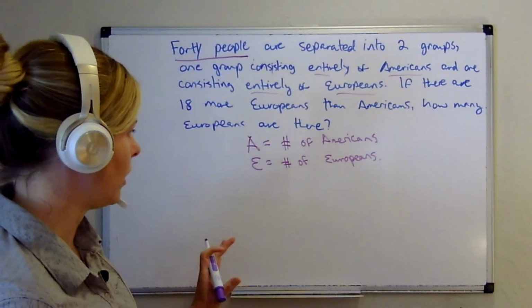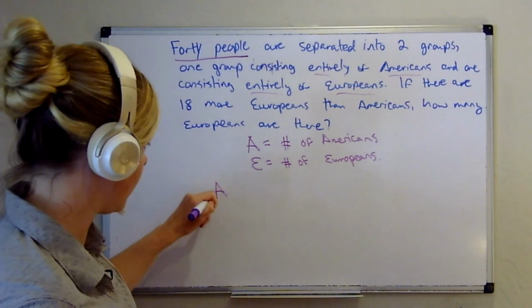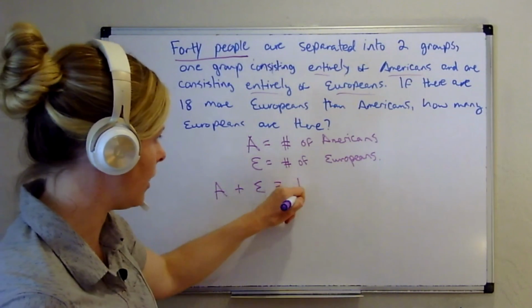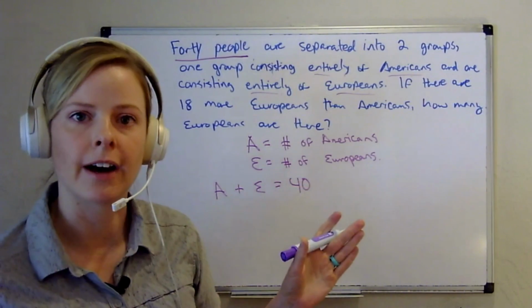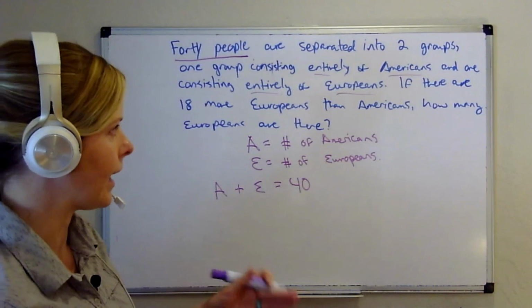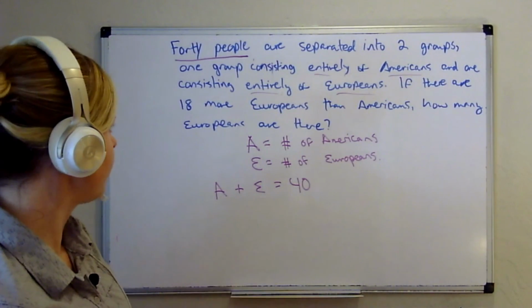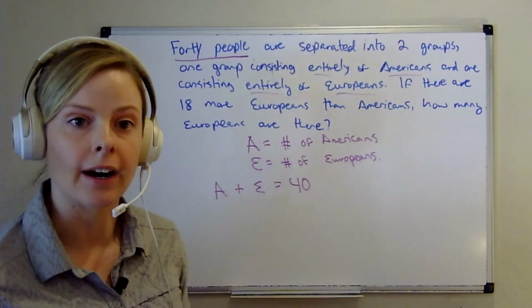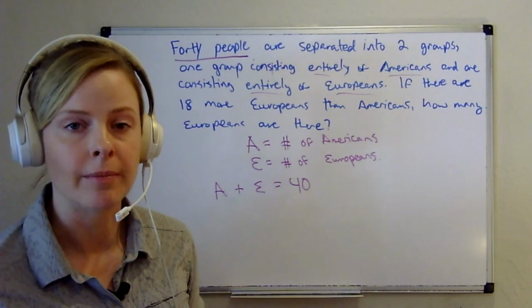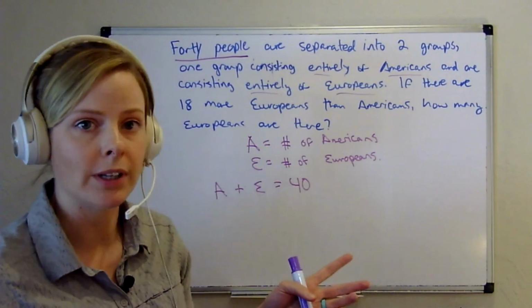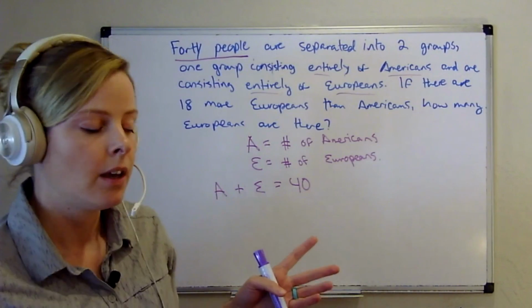So as stated before, we know that our number of Americans, A, plus our number of Europeans, E, is going to equal our total of 40. And like that, we've got our first algebraic equation. Moving on to the next sentence, we see there are 18 more Europeans than Americans. And right there, you can also see that we've got another equation. And this one is going to compare our Europeans to our Americans. One is going to be on one side and one on the other side.